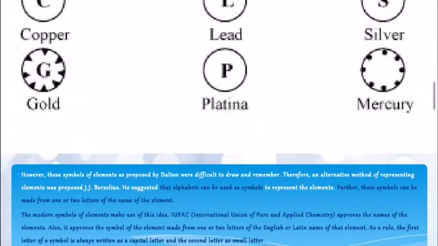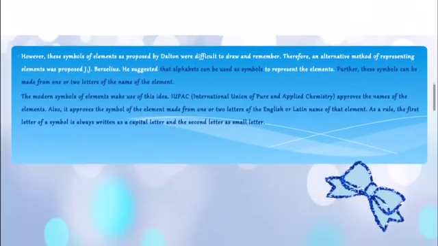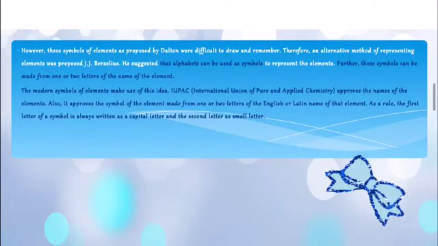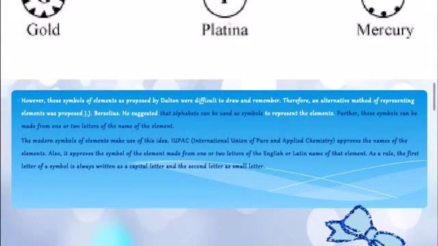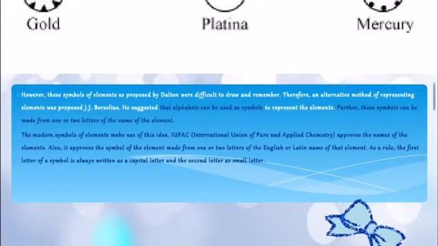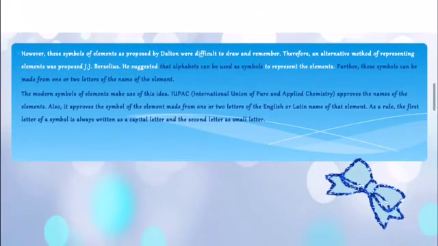Now continuing further, however, the symbols of the elements as proposed by Dalton were difficult to draw and remember. Therefore, an alternative method for representing elements was proposed, and that was given by J.J. Berzelius. He suggested that alphabets can be used as symbols to represent the elements, and the modern symbol of the element makes use of this idea.